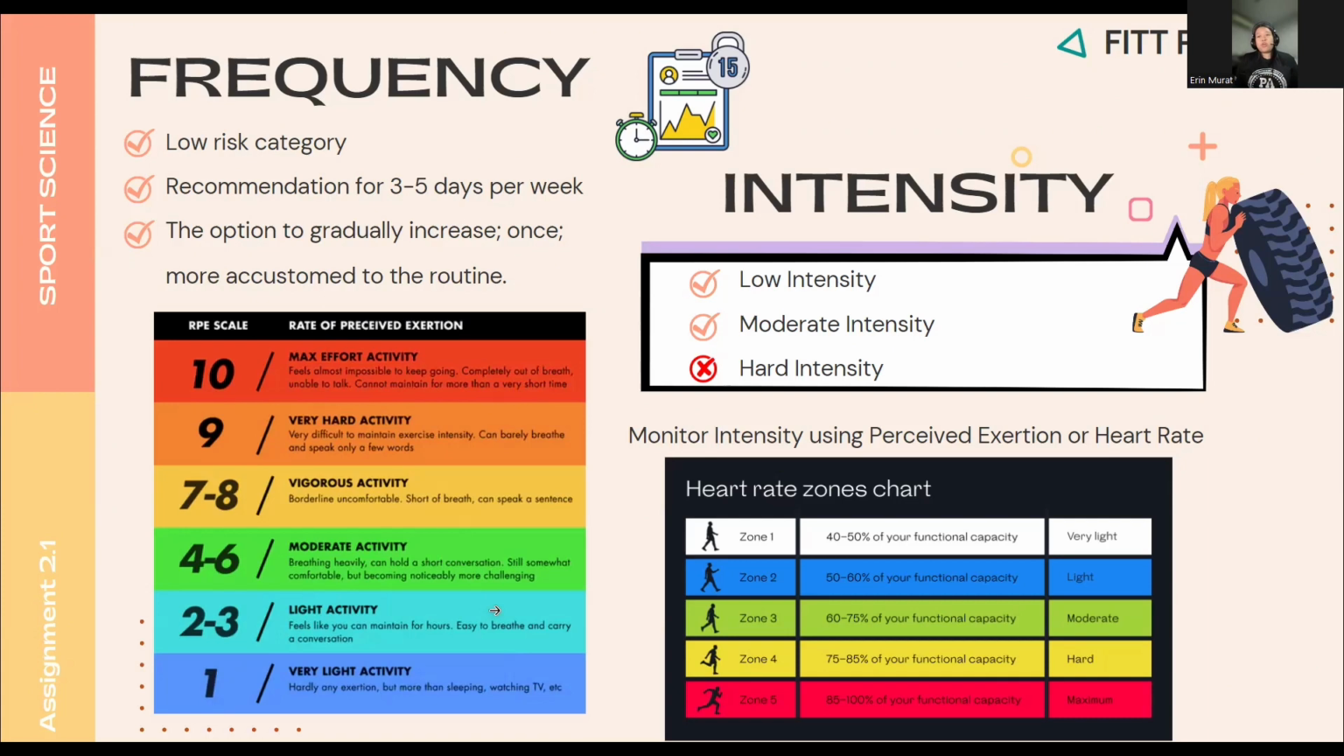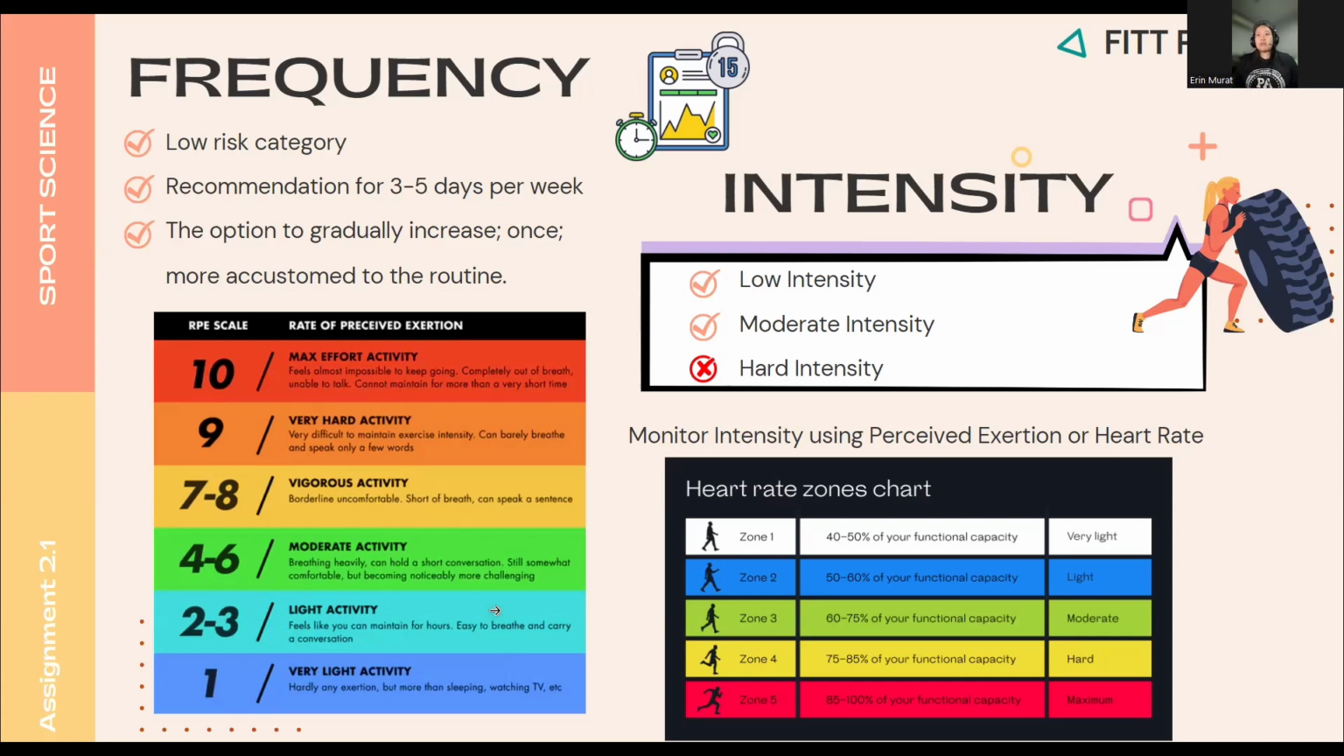So 4 to 6 scale, moderate activity, a person may be breathing heavily, and they can hold a conversation, somewhat comfortable but becoming more challenging. For example, the person is able to talk but not staying comfortable during the activity. So the 7 to 8 RPE scale is a vigorous activity. It's borderline uncomfortable, short of breath, and can speak a sentence.